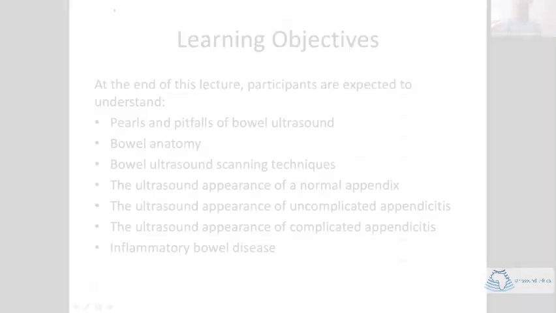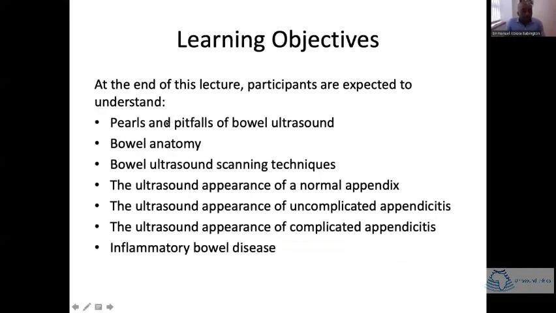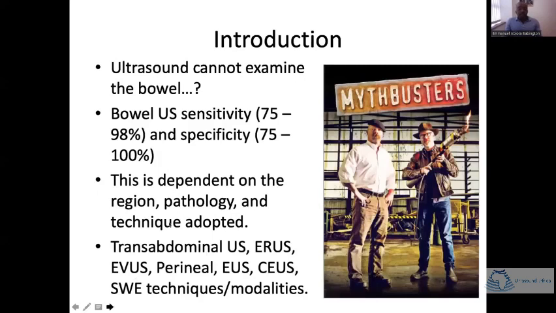So we just looked at the learning objectives, which we've so far covered: the perils and pitfalls of bowel ultrasound, bowel anatomy, and the bowel ultrasound scanning techniques. We've also covered the normal ultrasound appearance of the appendix and the ultrasound appearance of uncomplicated appendicitis as well as complicated appendicitis. The last aspect of this presentation today would be inflammatory bowel disease. So we talked about the myth of ultrasound not being able to examine the bowel.